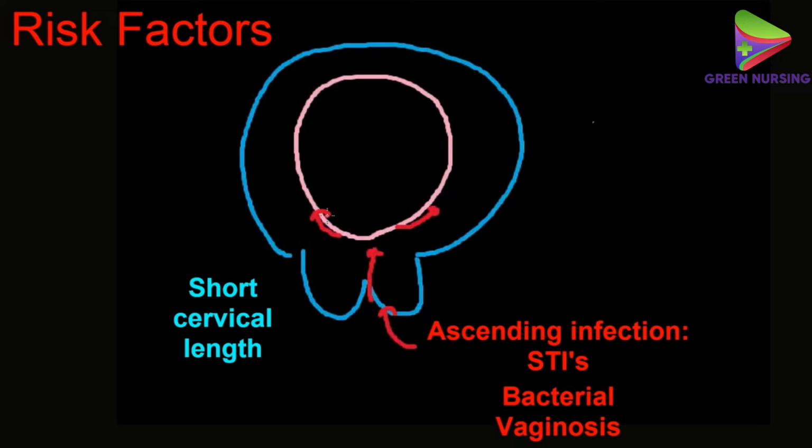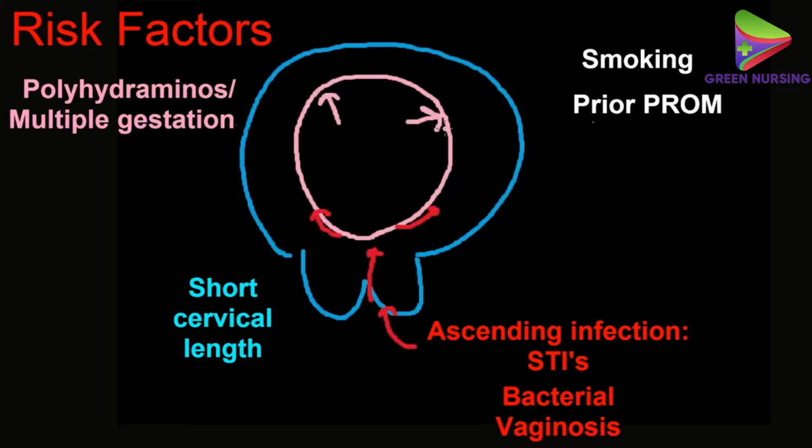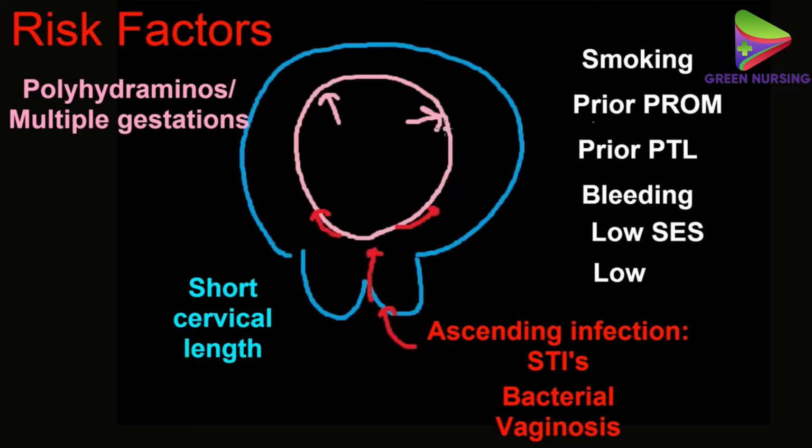The risk for PROM is also doubled for women who smoke. Other risk factors include a history of prior PROM, polyhydramnios, and multiple gestations, which will basically distend the chorioamniotic membranes. Other risk factors are similar to risk factors for preterm delivery, including a prior preterm delivery, bleeding during pregnancy, low socioeconomic status, and low body mass index.